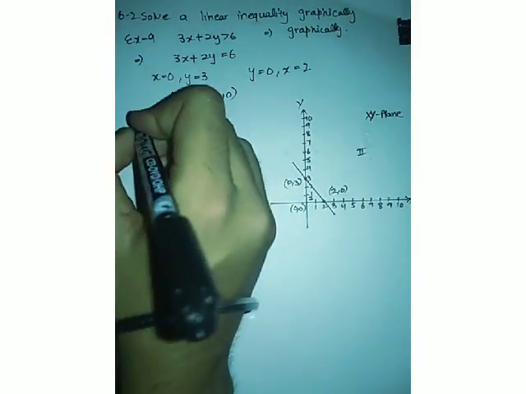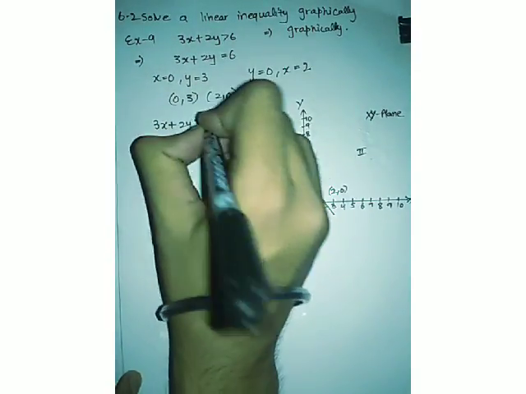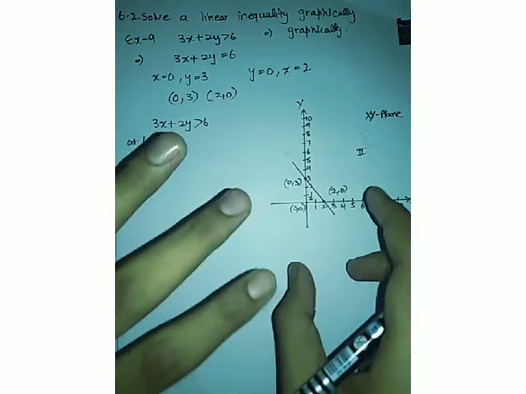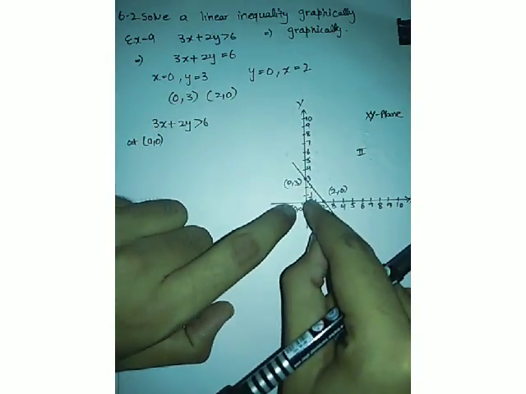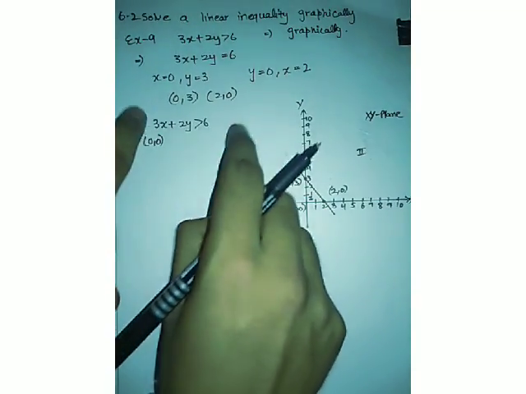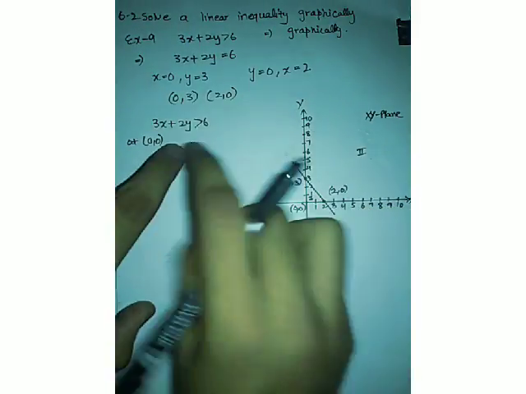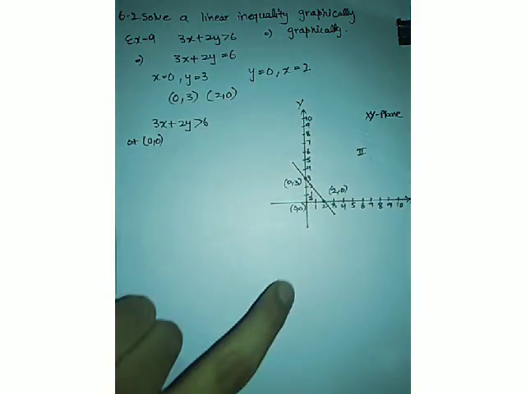Agreed? So take the inequality 3x + 2y > 6. Now at (0, 0), because it's lying in the first plane, the thing we have to do is take any one point from the first plane and just put it in the inequality. If the inequality gets satisfied, then your first region will be shaded, but if it happens out to be something contradictory, then your second region will be shaded.